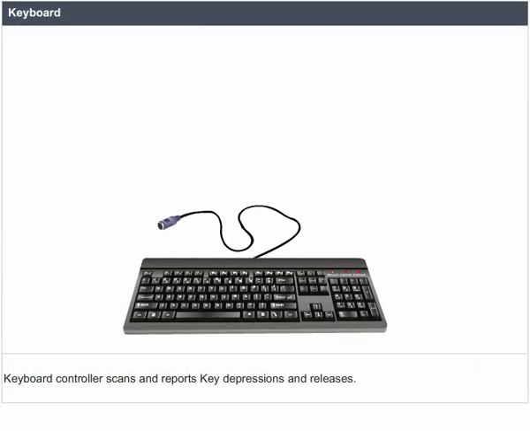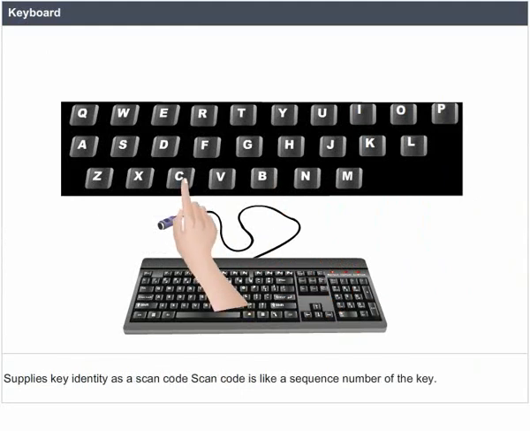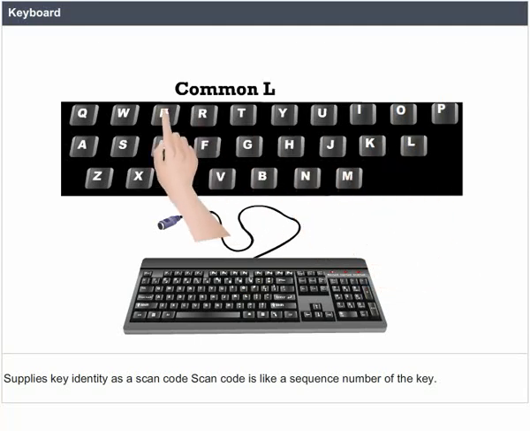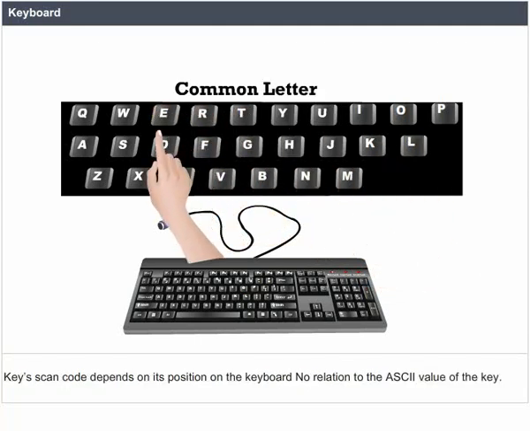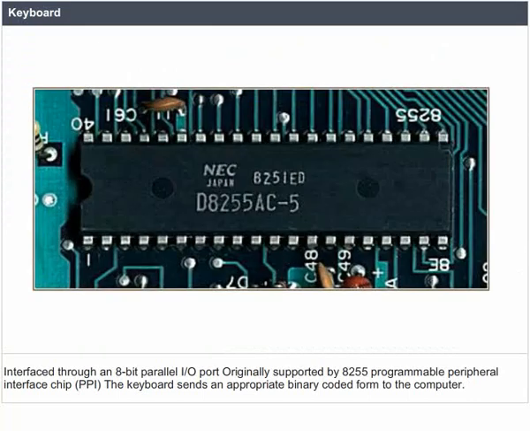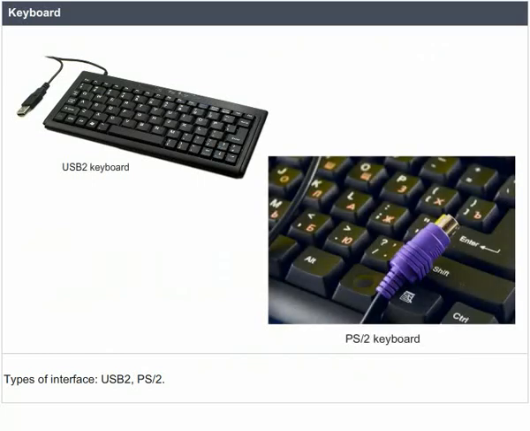Keyboard. The keyboard controller scans and reports key depressions and releases. It supplies the key identity as a scan code. The scan code is like a sequence number of the key. A key's scan code depends on its position on the keyboard, with no relation to the ASCII value of the key. Interface through an 8-bit parallel I/O port, originally supported by the 8255 Programmable Peripheral Interface chip (PPI). The keyboard sends an appropriate binary coded form to the computer. Types of interface: USB 2, PS2.